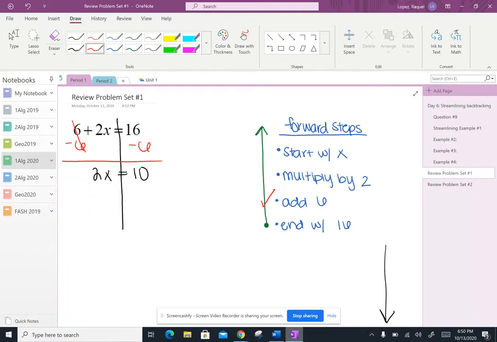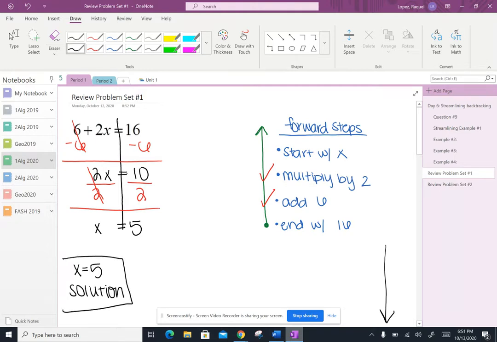Okay, and then the next thing on my list, I see that in the forward steps I multiplied by 2. To undo that, I'm going to divide both sides of my equation by 2. I'm going to use a fraction symbol to show that. So 2 divided by 2 is 1. Divide the left by 2, and I'm also going to divide the right by 2. Bring down what's left over, so I get x equals, and then 10 divided by 2 equals 5. So here's my solution: x equals 5 is my answer.